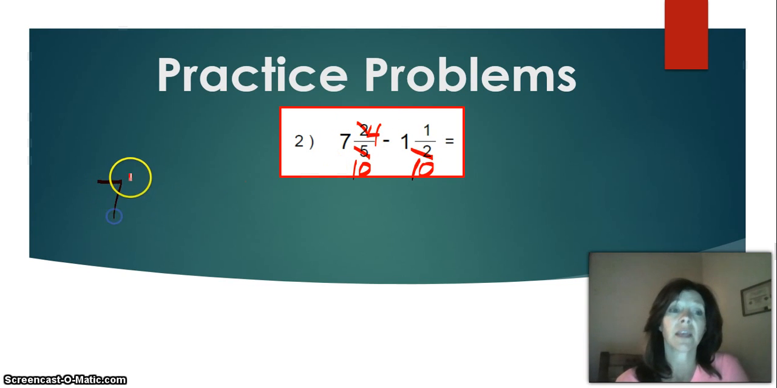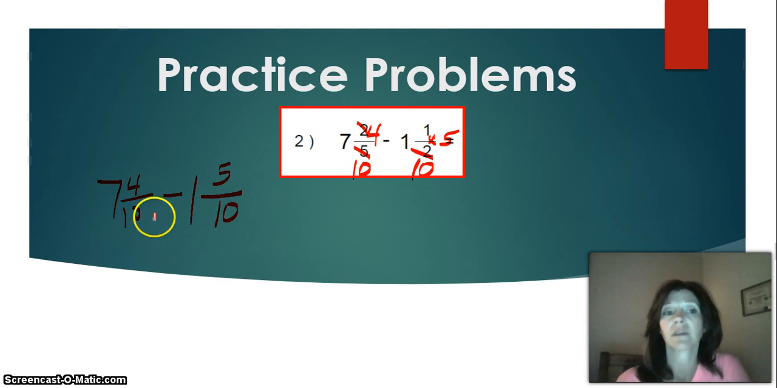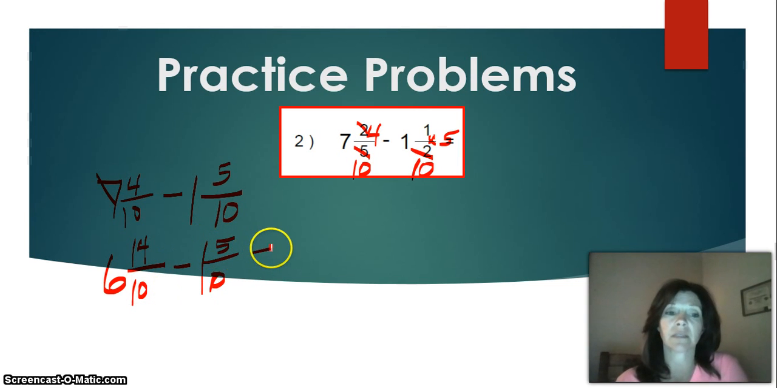So your new fraction is 7 and 4/10 minus 2 times what is 10? It's 5. If you multiply 5 on top, you get 5/10. So 7 and 4/10 minus 1 and 5/10. Again, you cannot subtract a larger from a smaller number, so you have to borrow. We're going to take 1 away from the 7. That makes it a 6. Borrow the whole. You always add the value of the denominator, so we're going to add 10 to the 4. And now you have 6 and 14/10 minus 1 and 5/10.